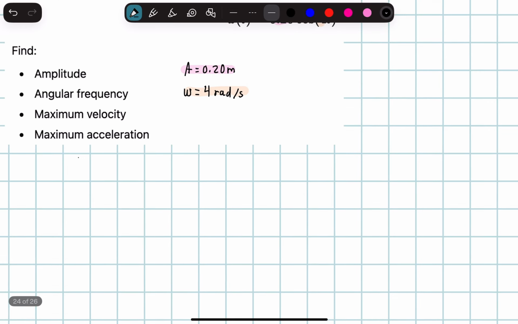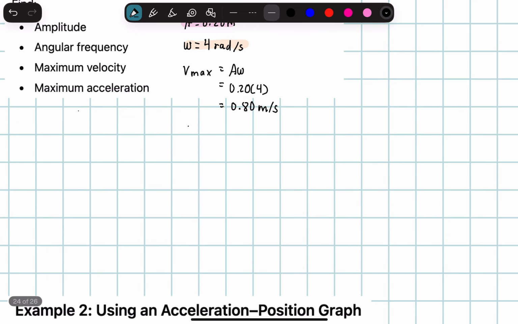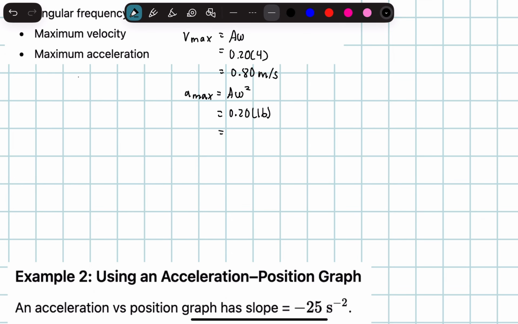And the maximum velocity, v max, is equal to the formula amplitude times omega. And we can see those that we previously identified are 0.20 times 4, and that's going to be 0.80 meters per second. Now, the max acceleration is going to be your amplitude times omega squared, which is 0.20 times 16, which is equal to 3.2 meters per second squared.